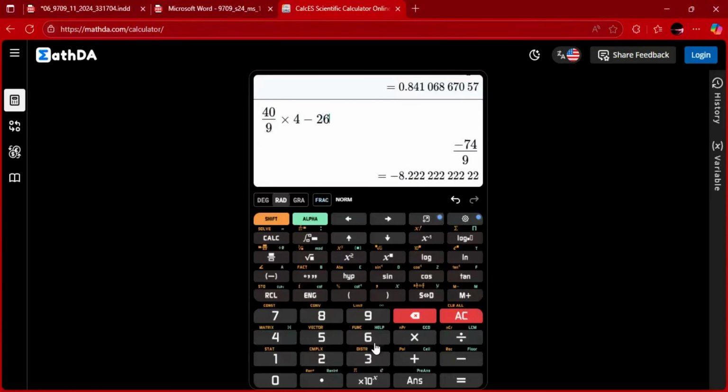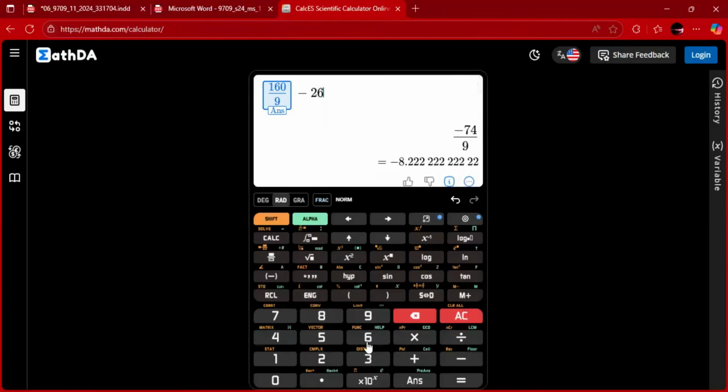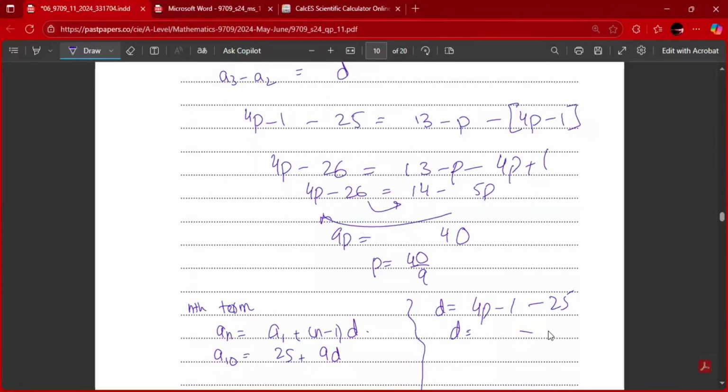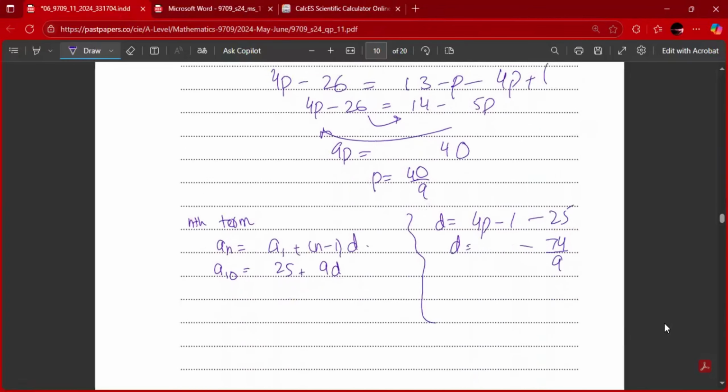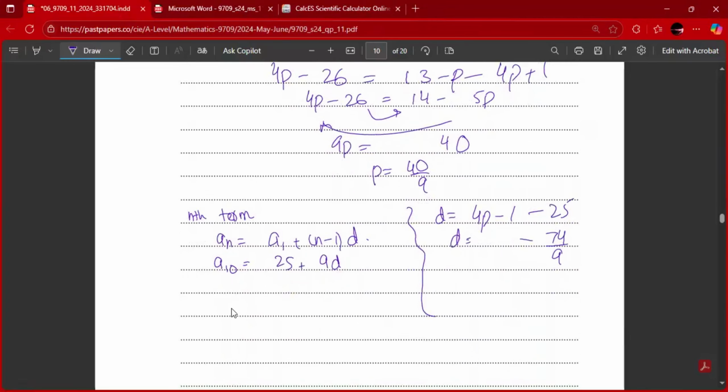Minus 26. Minus 74 over 9. Okay, quite an odd value here again for d, and it's a negative. Okay, let's just trust the process.